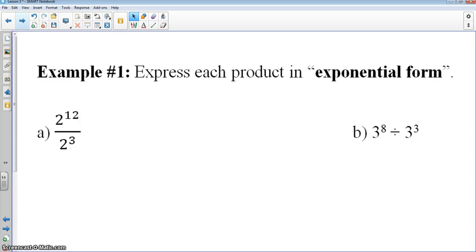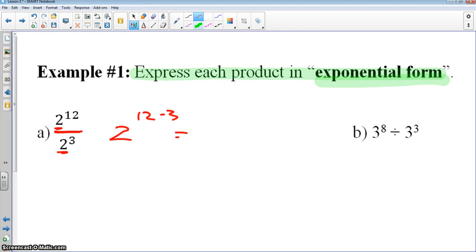Alright, so just remember what we said, this will be pretty easy. We are going to express each product in exponential form. Remember, we need a base and an exponent. So we could see we have the same base, so we keep the base the same. We are dividing, therefore you just subtract the exponents, 12 minus 3, and that would simply be 2 to the 9th. That's it.